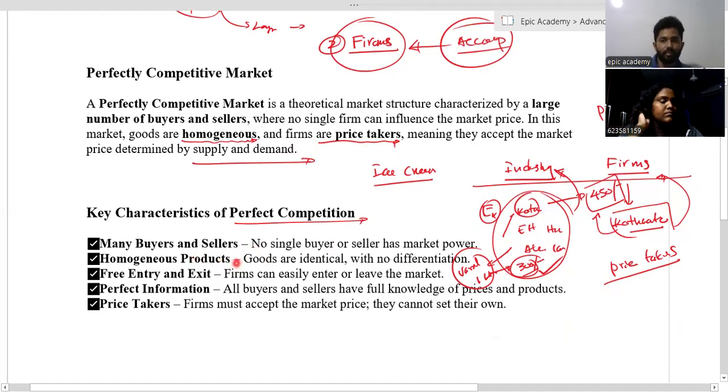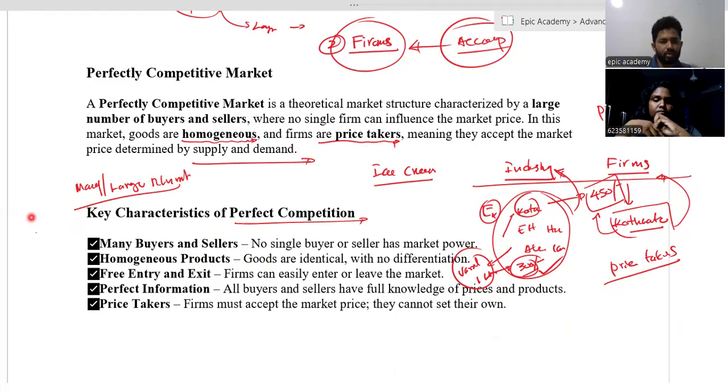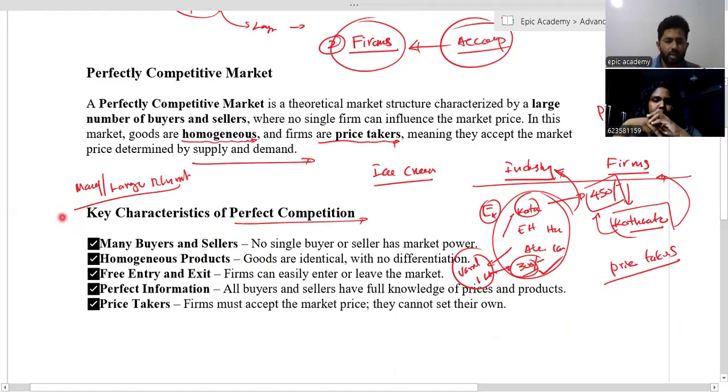Many means many or a large number. Many or a large number means you cannot count it out. Do you have any idea how many farmers there are producing paddy in Sri Lanka? No, you can say many.